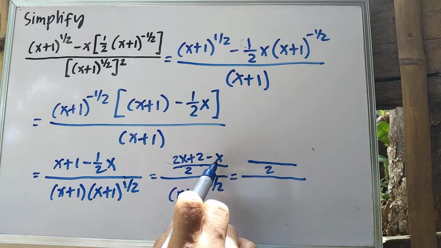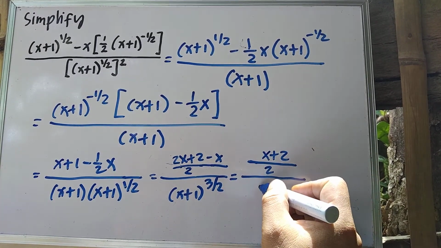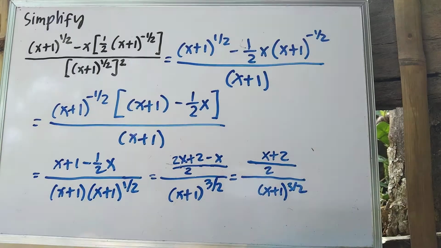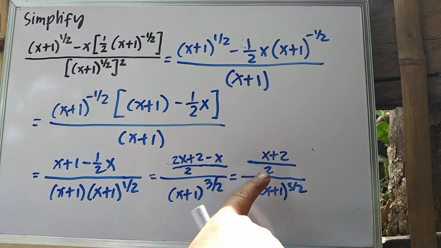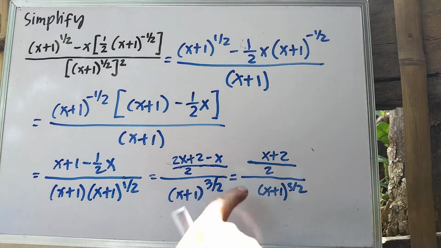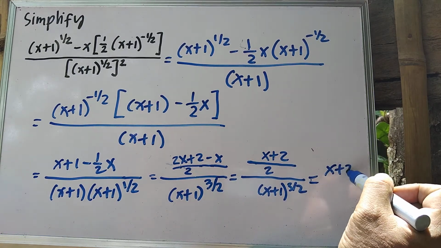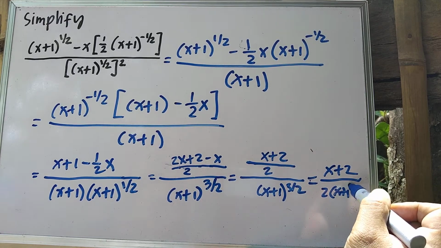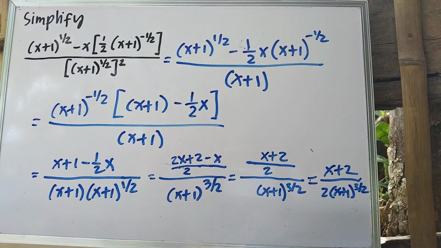What is 2x minus x? You have x plus 2. So, all over x plus 1 to the power of 3 halves. Are we through? Not yet. We should bring down the denominator 2 here. So, our final answer would be x plus 2 all over 2 times x plus 1 to the power of 3 halves. So, that's the final answer.